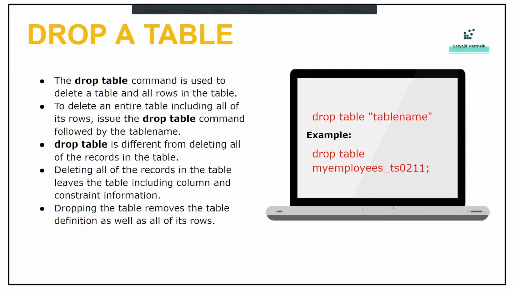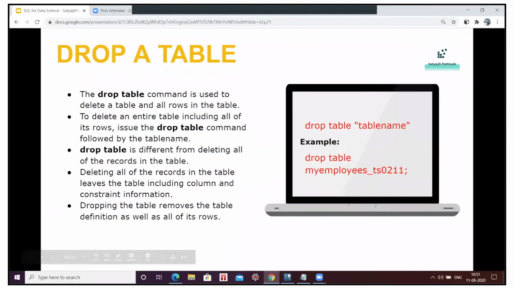Deleting all the records means delete from table name. That means your table will remain in the database, but the records will not be there. Dropping a table means deleting the entire table from the database. Now let's try to drop this table.